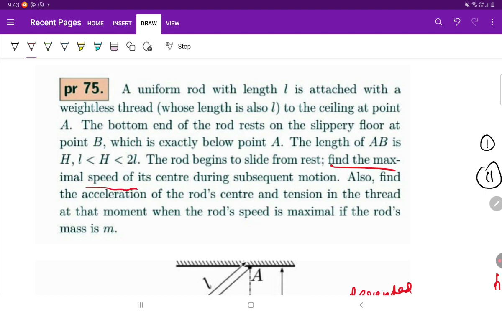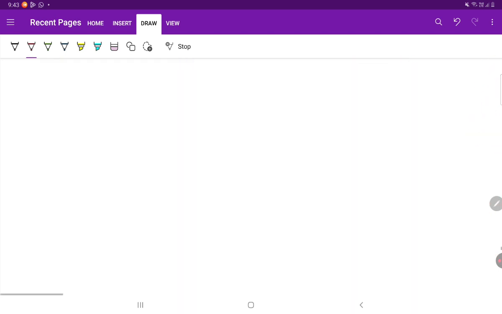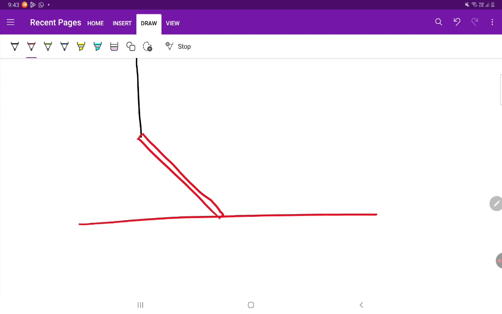Now second is we have to find the acceleration of the rod center and the tension in the string at the moment the rod speed is maximal if the rod's mass is m. Now second part is basically telling us to deal with some dynamics. Suppose this is my string and this is my rod and this is the floor. For now I assume this angle theta, which says that sine theta you can write as (h minus L) by L, since this is L and this is h minus L.